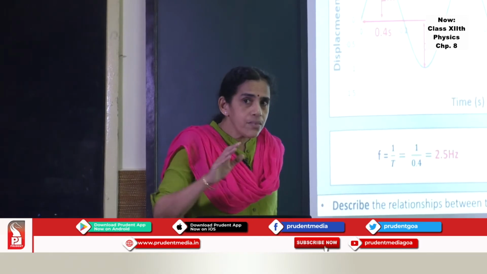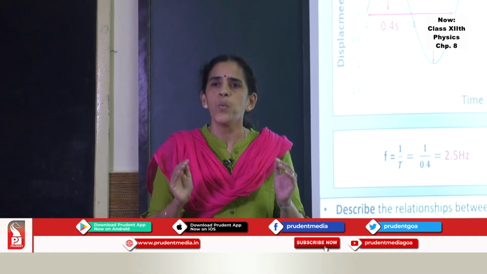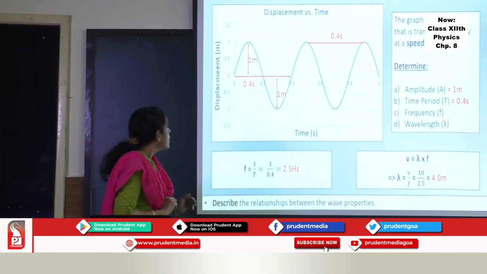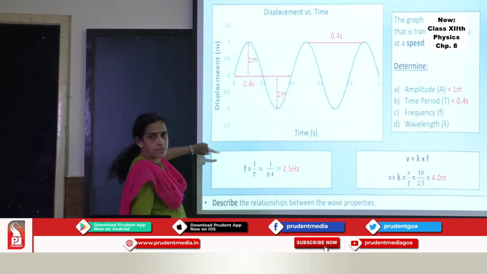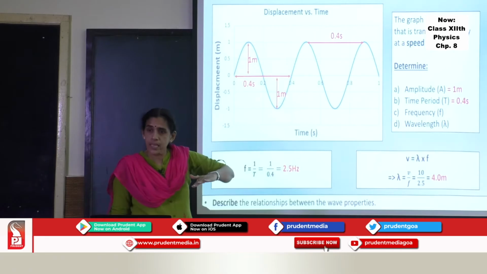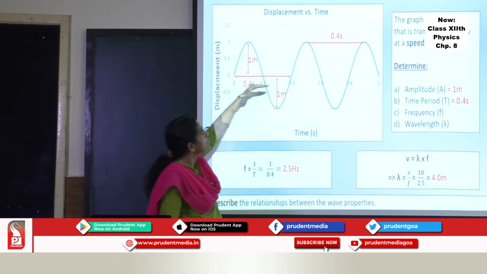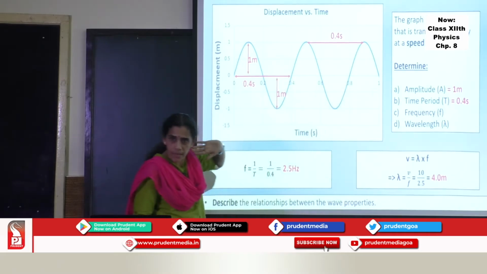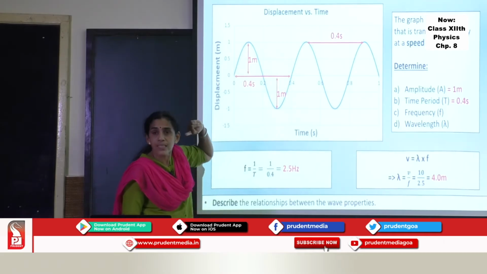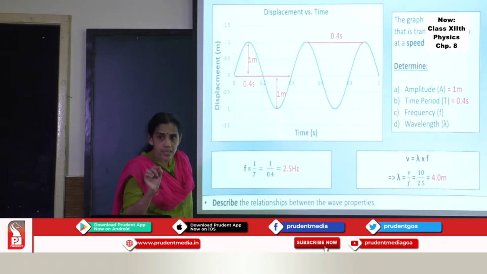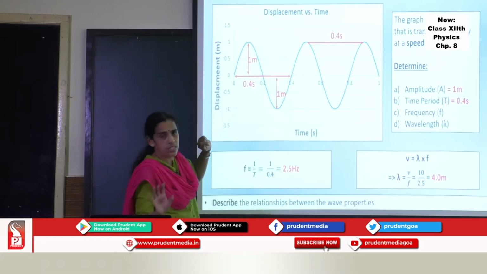Now, this is a revision of your last year's knowledge. Basic things about waves. Look here. This shows the displacement of the particles of the medium that we studied last year. And this shows the direction of propagation of the wave. This is the amplitude. What is amplitude? The maximum displacement from the mean position.